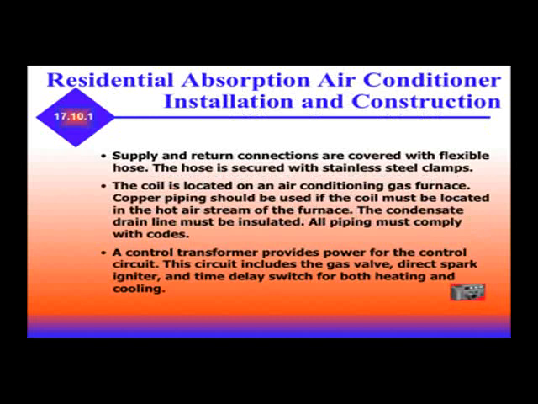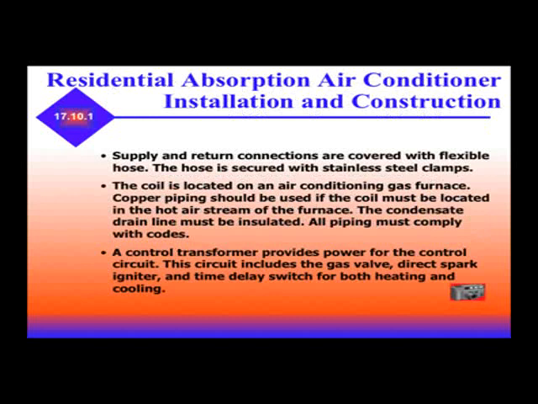When you install and construct residential absorption systems, the supply and connections are covered with flexible hose. The hose is secured with stainless steel clamps. The coil is located on the air conditioning gas furnace. Copper tube piping should be used if the coil must be located in the hot air stream of the furnace. The condensate drain line must be insulated. All piping must comply with codes.